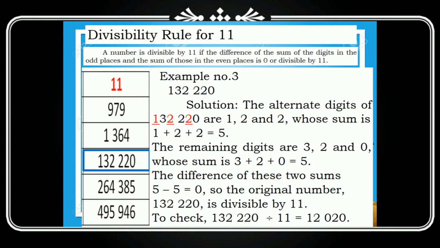Example number 3 is 132,220. The alternate digits of 132,220 are 1, 2, and 2, whose sum is 1 plus 2 plus 2 is equals to 5. The remaining digits are 3, 2, and 0, whose sum is 5 also. The difference of these two sums, 5 minus 5, is equals to 0. So the original number, 132,220, is divisible by 11. 132,220 divided by 11 is equals to 12,020.